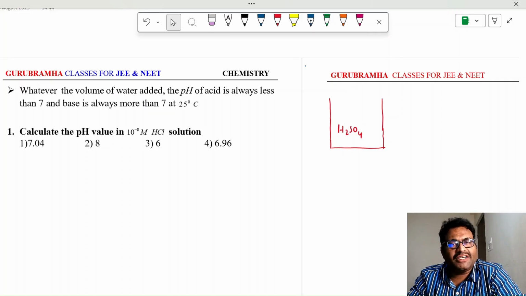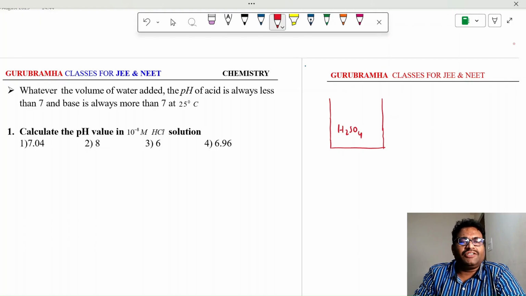We are in the chapter Ionic Equilibrium, and in this session we are going to learn how to calculate the pH value of a given solution. Let's start the session. So here, let us see.